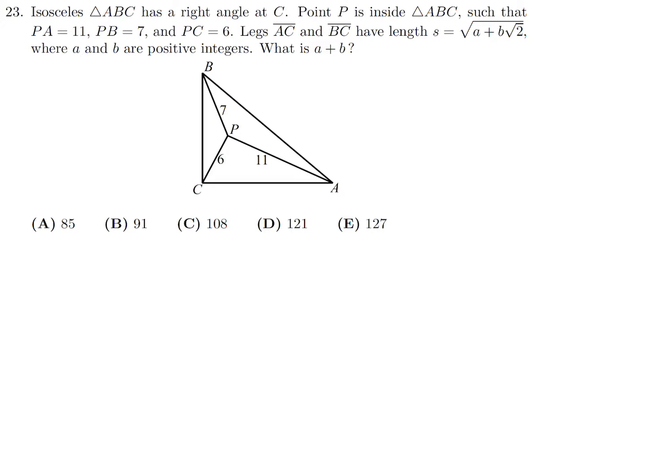Isosceles triangle ABC has a right angle at C. Point P is inside ABC, such that PA is 11, PB is 7, and PC is 6. Legs AC and BC have length s equal to the square root of a plus b root 2, where a and b are positive integers. What is a plus b?